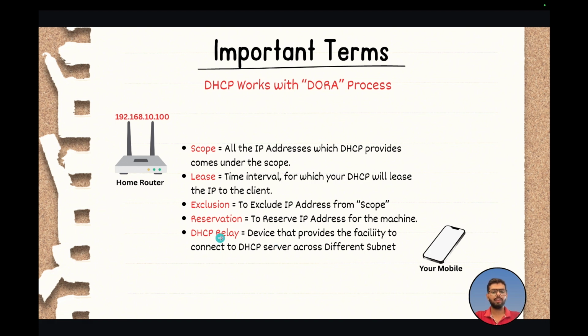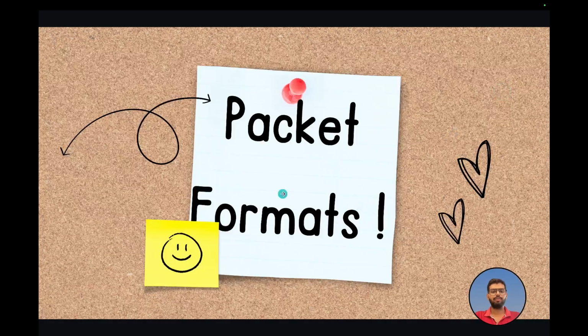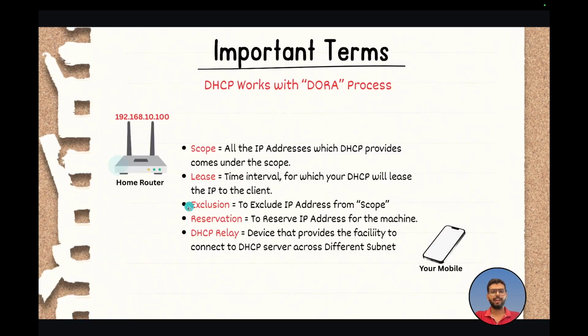That is very important for us to understand, because without having an IP address, we can't route the packet or broadcast the packet between subnets. So DHCP relay is very important for that purpose, and we'll also see how DHCP relay works. These are the important terms that you should remember as a basic overview of DHCP. Now we will understand the packet formats in the next videos. But I hope you have got the basic understanding of DHCP, how it works and what the DORA process is.